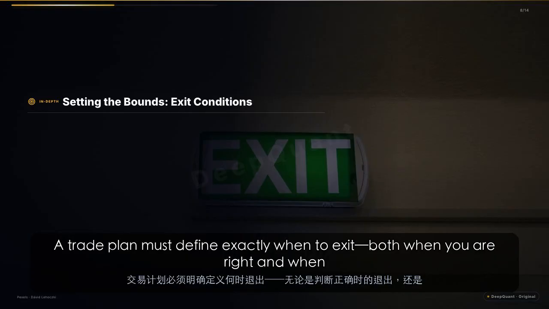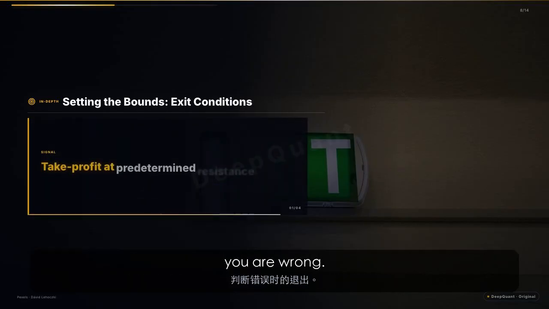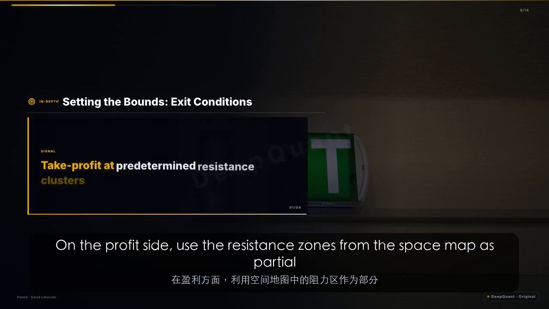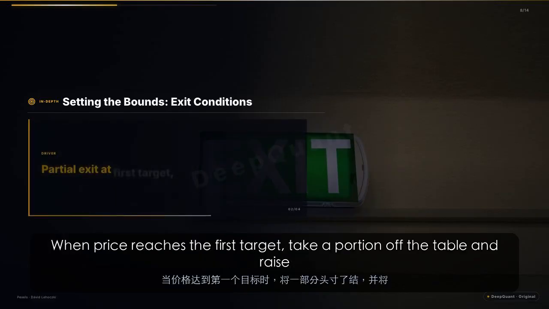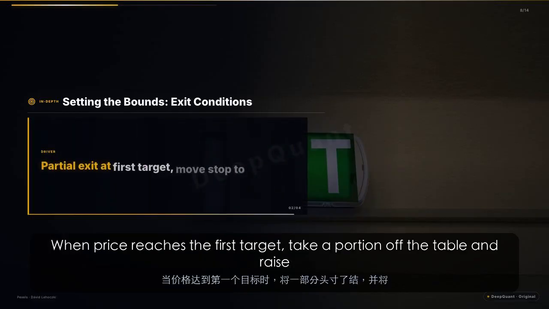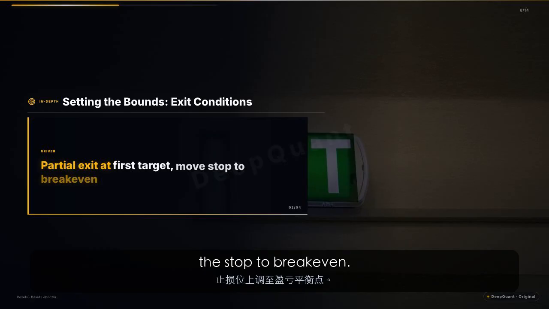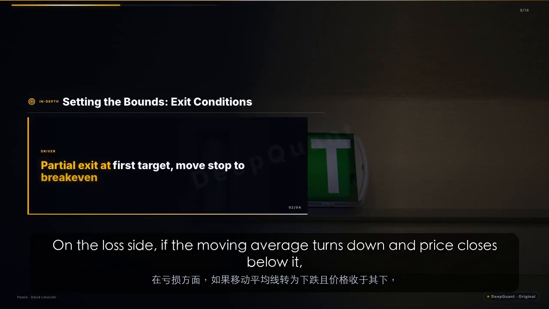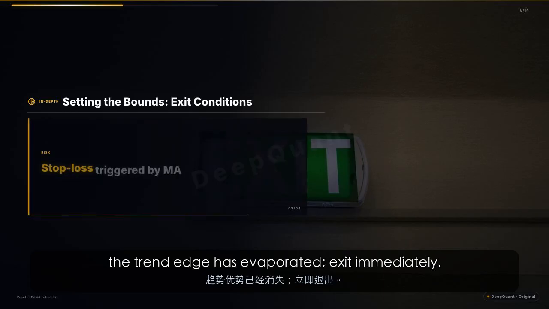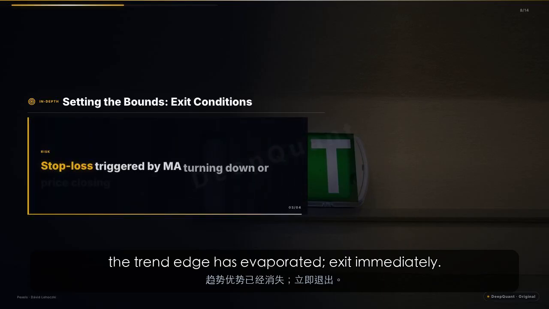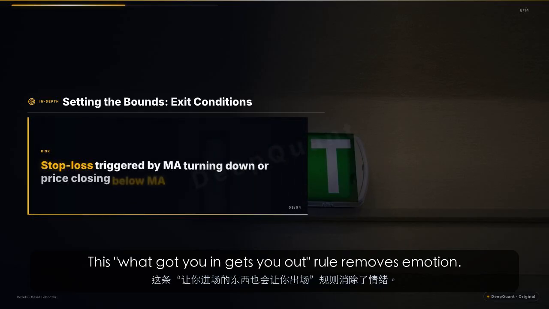A trade plan must define exactly when to exit, both when you are right and when you are wrong. On the profit side, use the resistance zones from the space map as partial take-profit levels. When price reaches the first target, take a portion off the table and raise the stop to break even. On the loss side, if the moving average turns down and price closes below it, the trend edge has evaporated, exit immediately. This "what got you in gets you out" rule removes emotion.